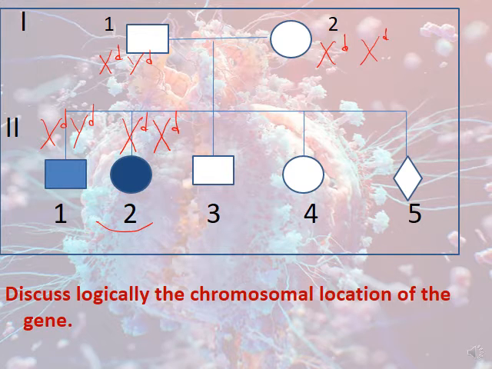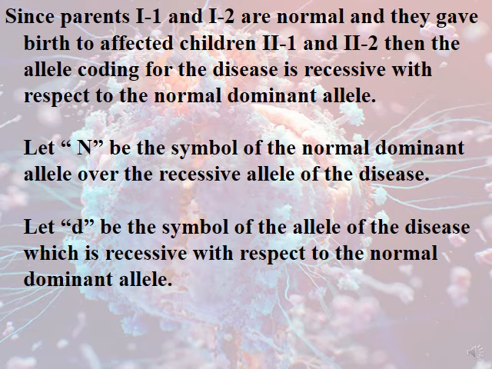So here, it's not located on the X, nor on the Y, nor on the X and Y. So it's autosomal. For autosomal, we don't write it over the X or over the Y. We write it normally as letters. So since parents 1 and 2 are normal, and they gave birth to affected children 1 and 2, then the allele coding for the disease is recessive with respect to the normal dominant allele.